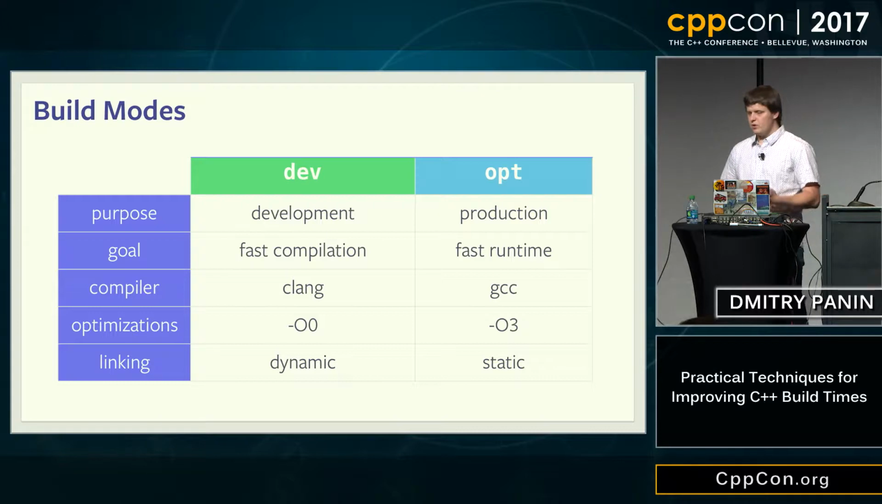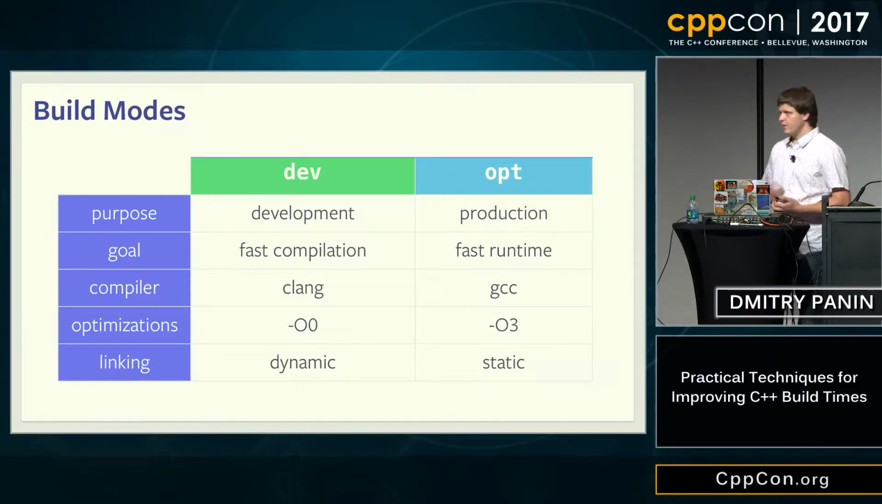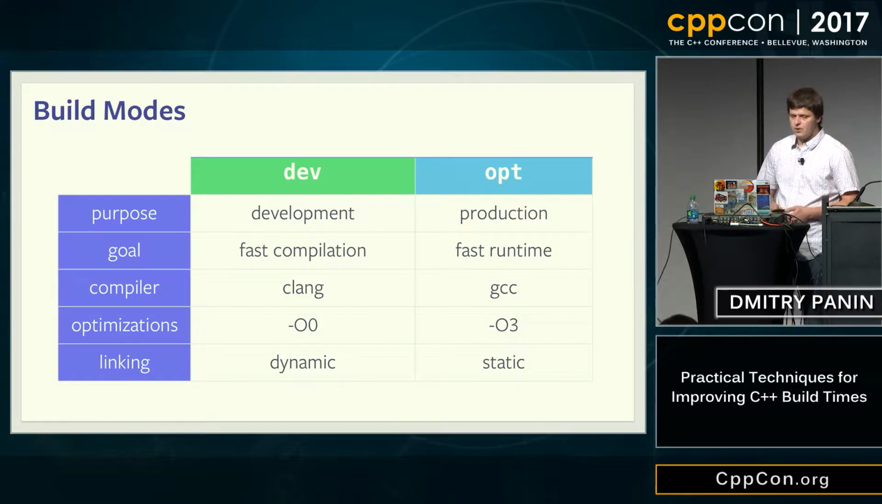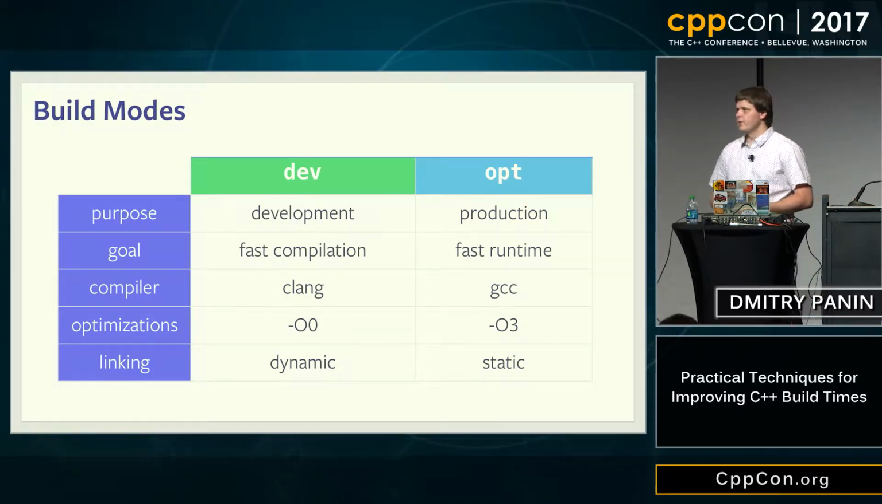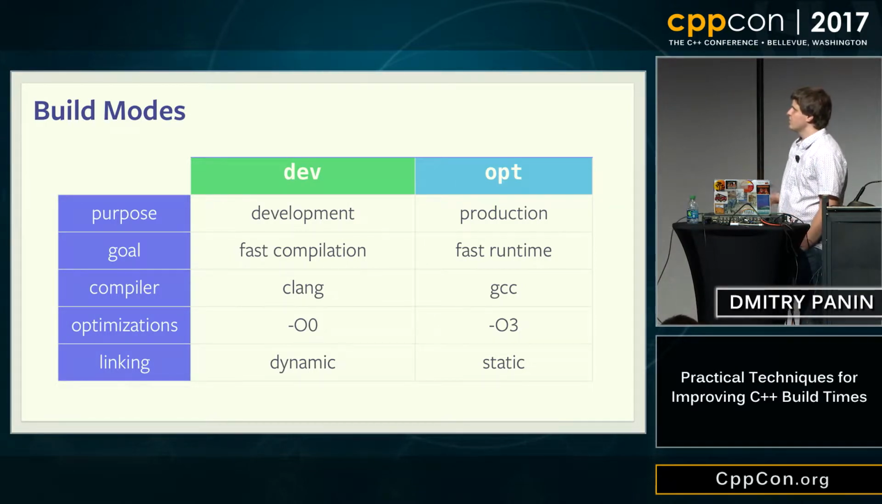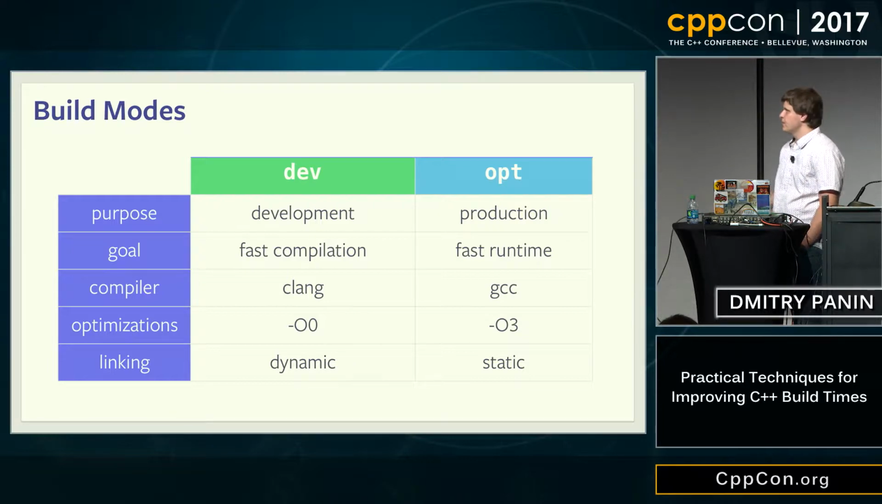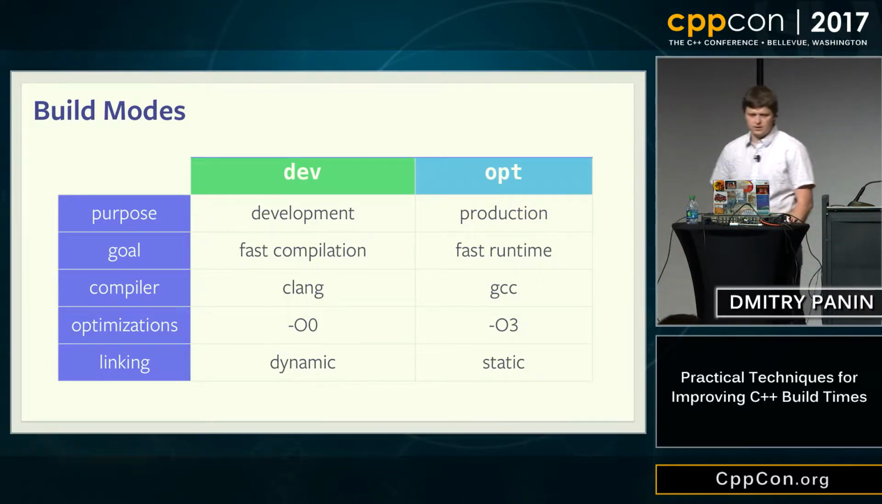The developers usually use dev mode when they test locally, but when we deploy to production, we need to be really fast and efficient. And so we use different compilers there. One is Clang for dev mode because it's just faster at compiling, and GCC usually produces more optimized binaries. We disable all optimizations in dev mode because, yeah, let's make it compile faster, no matter how slow it will run. And we use dynamic linking as the linking step.